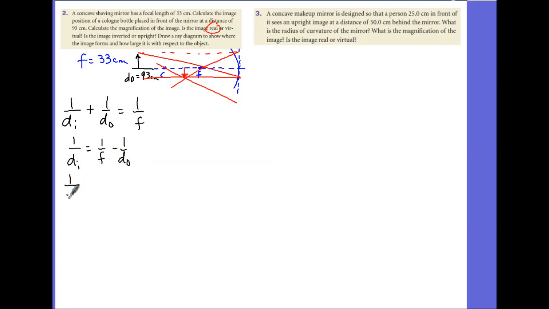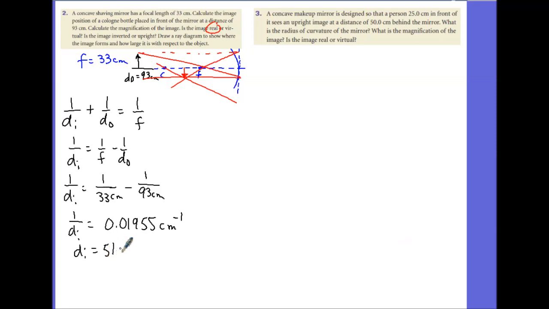And let's go ahead and start to plug in some numbers now. 1 over the focal length is 33 centimeters minus 1 over the object distance, 93 centimeters, and so 1 over di is equal to... I'm going to pause the video here for a second. Okay, I'm getting that 1 over di is equal to 0.01955, and that would be inverse centimeters. So when I take the reciprocal of that, I get that di will be equal to 51 centimeters.